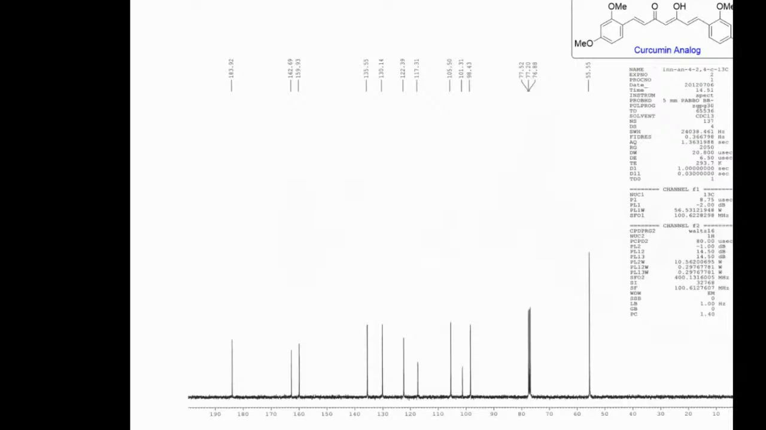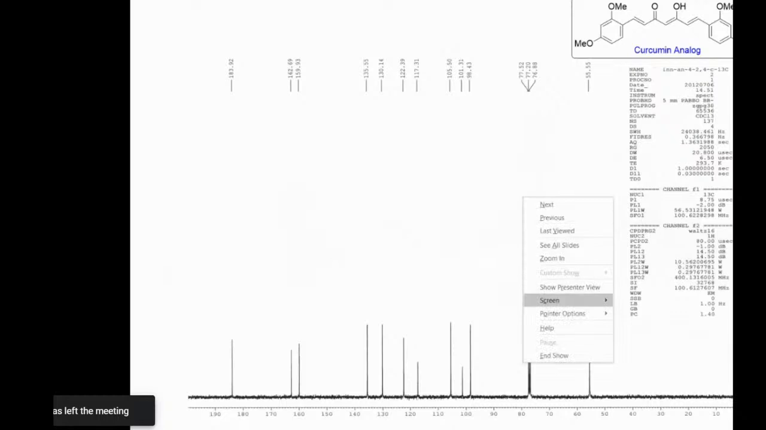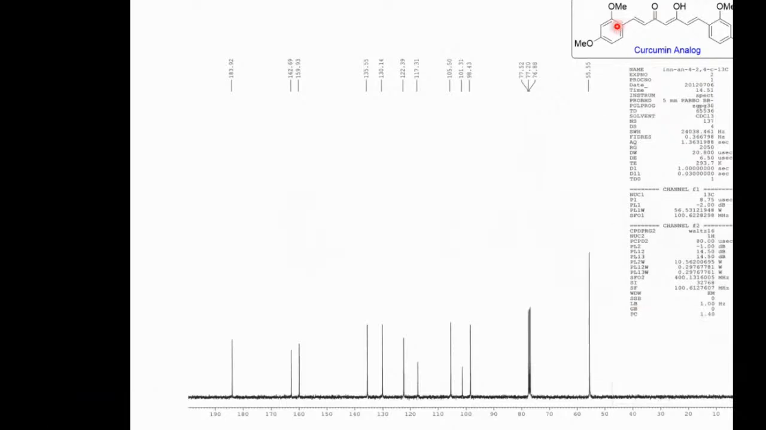This is another carbon. This is another carbon. And this. I'll use the pointer. This is another carbon. And that could be either this or this. It could be even this. Okay. I just mean that because it is ortho to one methoxy and para to the other methoxy. And it's a small signal. So this is most probably that particular carbon. Okay, and the other two are coming together?